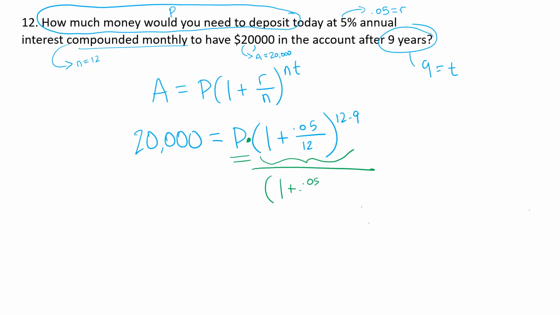Now, since this is such an ugly decimal, maybe I'll do 12 times 9. Let's see, 12 times 9 is, I believe, 108. But just for the purposes of the drill here, 12 times 9 is 108. So maybe I'll put 108 up here instead of 12 times 9. But don't simplify all of this stuff because it's going to be a really ugly decimal, so just leave it. So dividing both sides by (1 plus 0.05 over 12) to the 108. So literally just type it in your calculator. That's all you got to do.